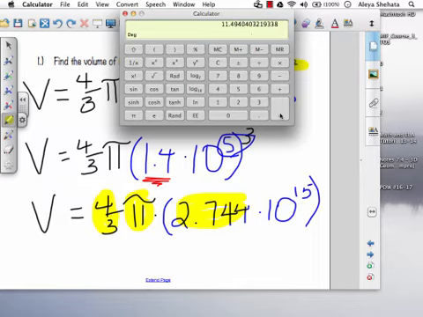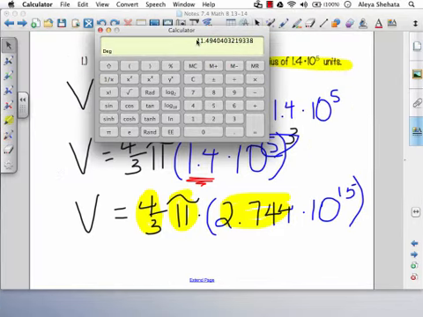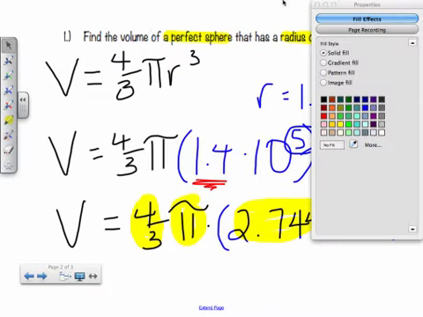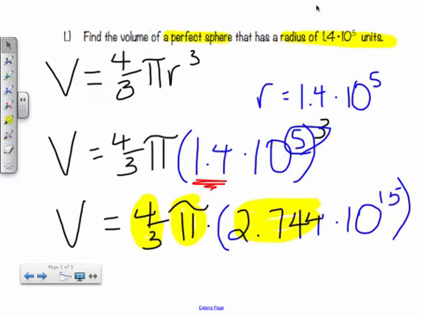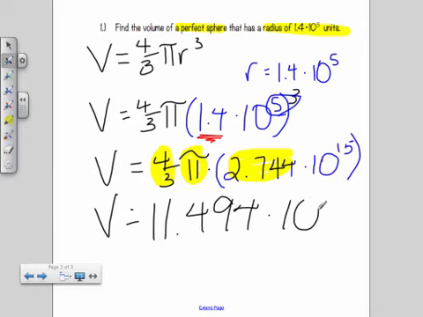So I'm going to say equals, and I end up getting V equals this whole long number times 10 to the 15th power. So 11.494, and so on. I'm going to just go out to this place right here for right now, and I'm going to say that it's 11.494 times 10 to the 15th power. So I'm going to go ahead and write that out. So V equals 11.494 times 10 to the 15th power.